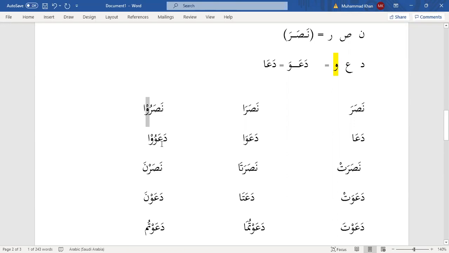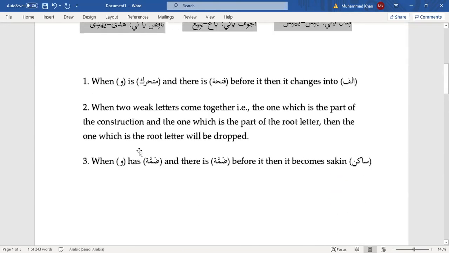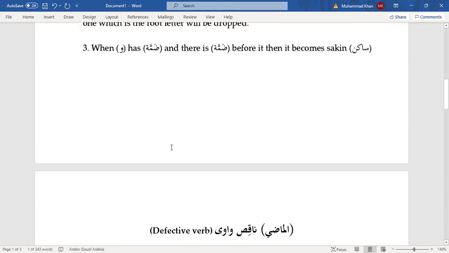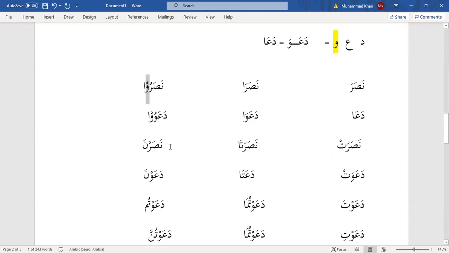And the one which is part of the root letters will be dropped. So if we have two weak letters, the one that is part of the construction will not be dropped, the one that is part of the root letters will be dropped. So here, which one is part of the root letters?